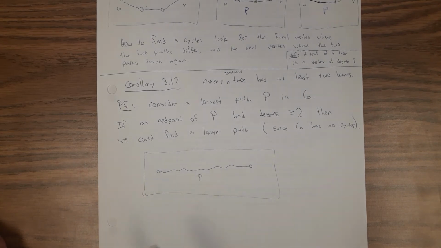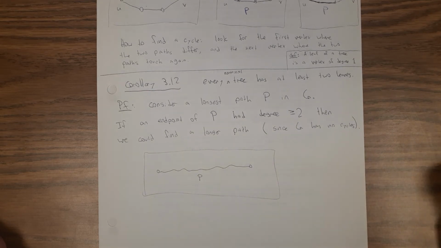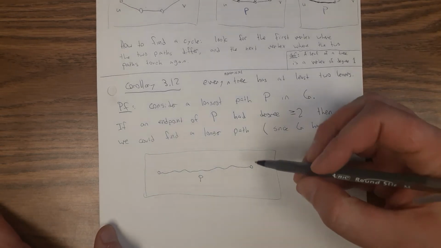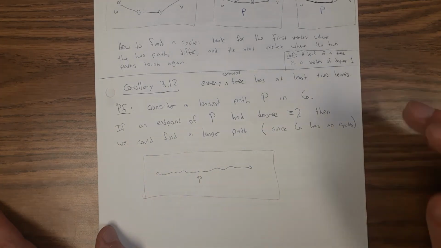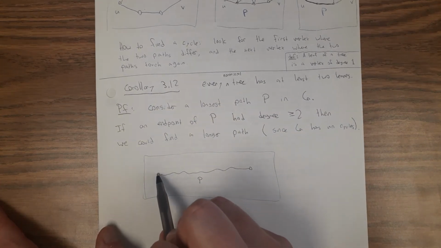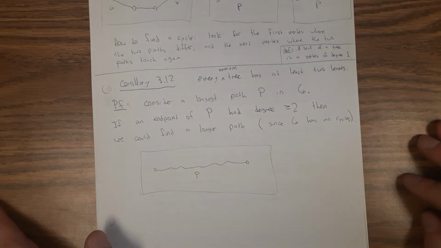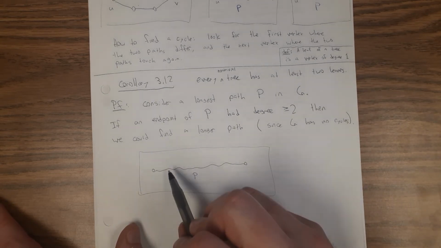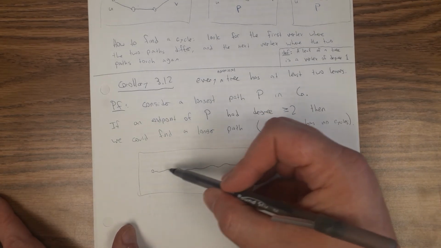If there was an endpoint of P that had degree greater than or equal to 2, then we could find a longer path, right? Because here's a picture. When I draw a wavy line like this, it's a path. There might be any number of vertices along the way. I'm not saying that there's an edge directly from here to here. Of course, there could be an edge directly from here to here, and then we would be just talking about a path of length 1. Or there could be any number of vertices along the way. When I'm drawing a path in a picture and I don't know how long the path is, I just draw a wavy line.